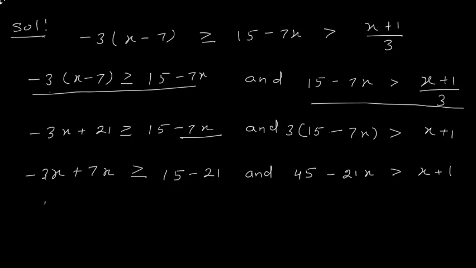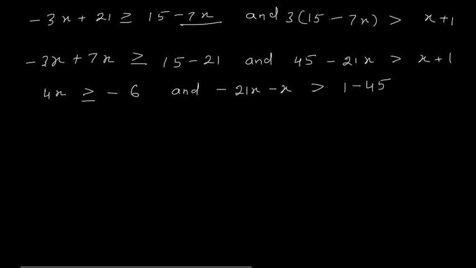Minus 3x plus 7x is 4x. 4x is greater than or equal to 15 minus 21 is minus 6, and on this side we have minus 21x minus x. I will bring this x on the left hand side, it is greater than 1 minus 45. So here we will get x greater than or equal to minus 6 divided by 4, and here it is minus 22x greater than minus 44.